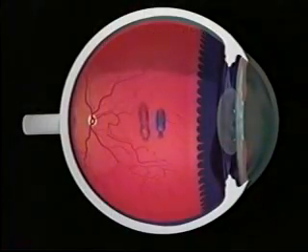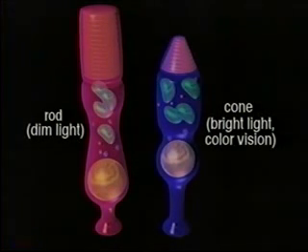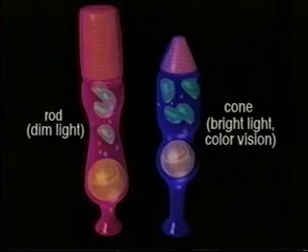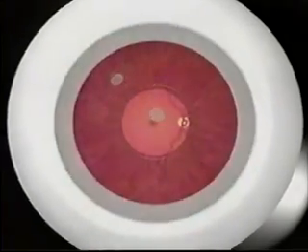The neural layer of the retina contains two types of photoreceptors: rods, which detect dim light, and cones, which require bright light and provide color vision. Rods and cones are distributed unevenly throughout the retina, with rods predominating in the periphery of the retina. In the posterior portion of the retina, where the light is most focused, there is a region called the macula lutea, which contains only cones.